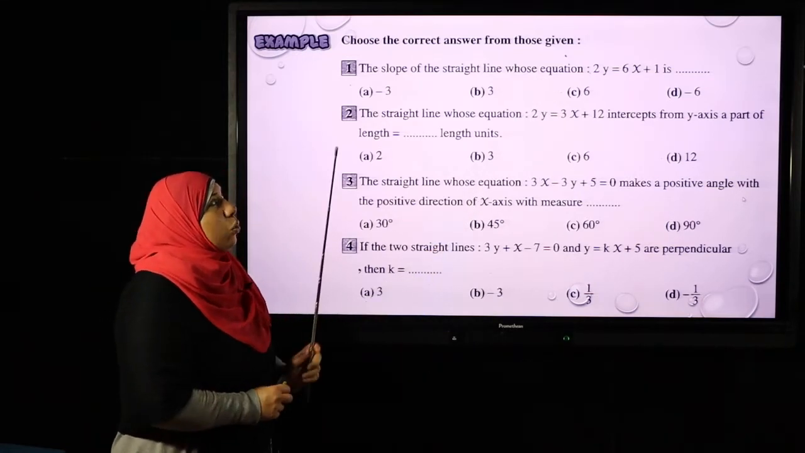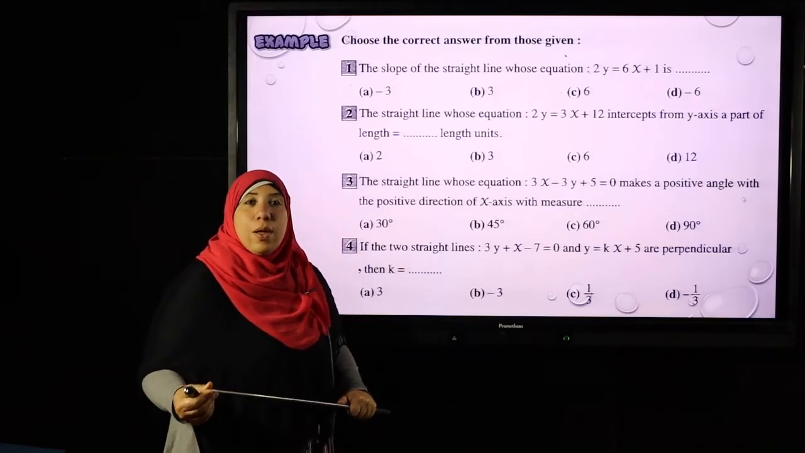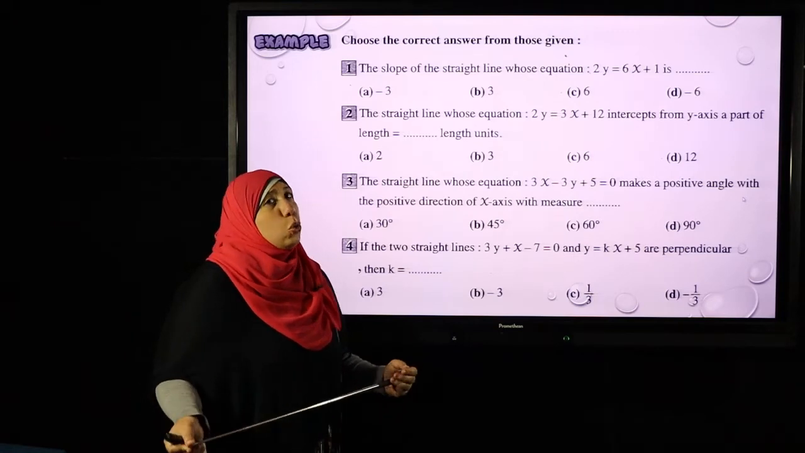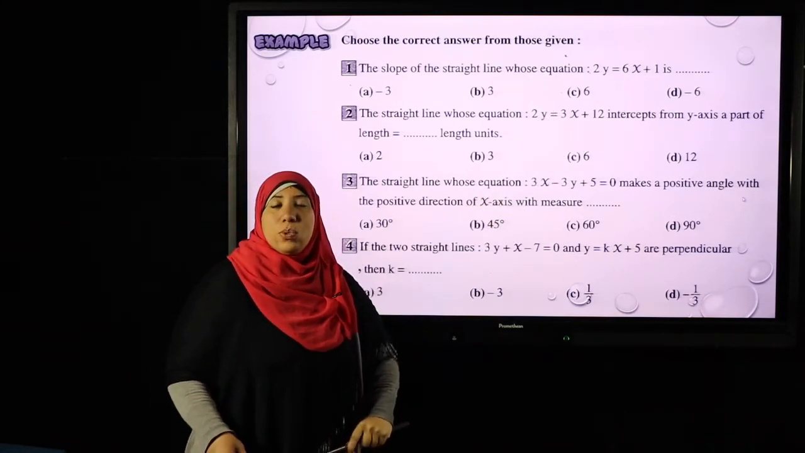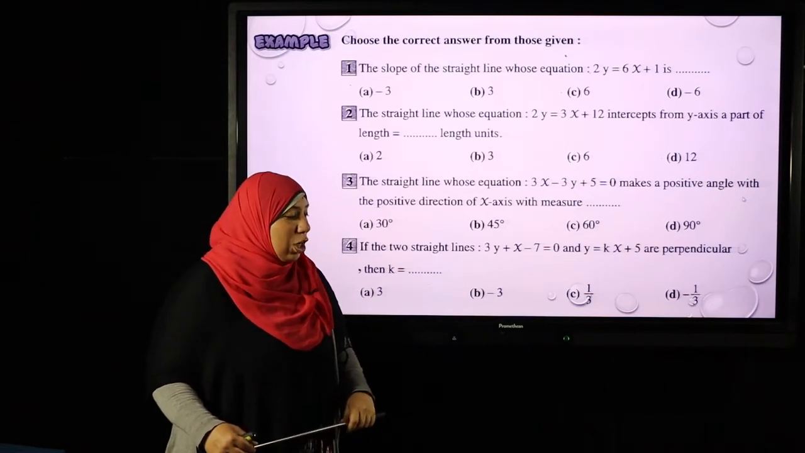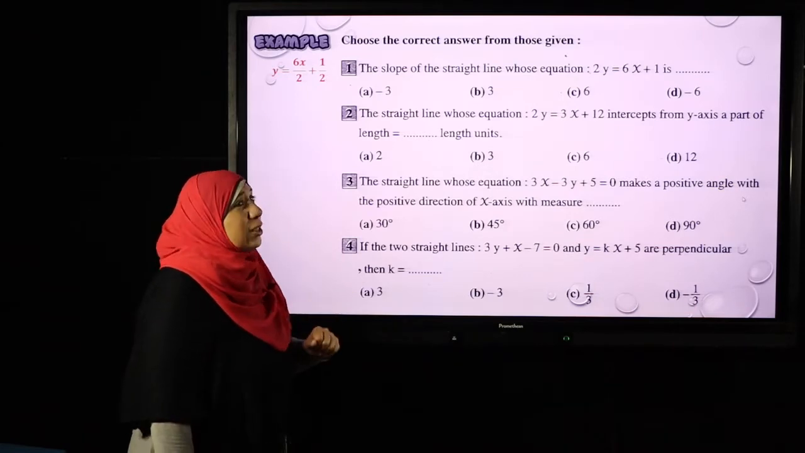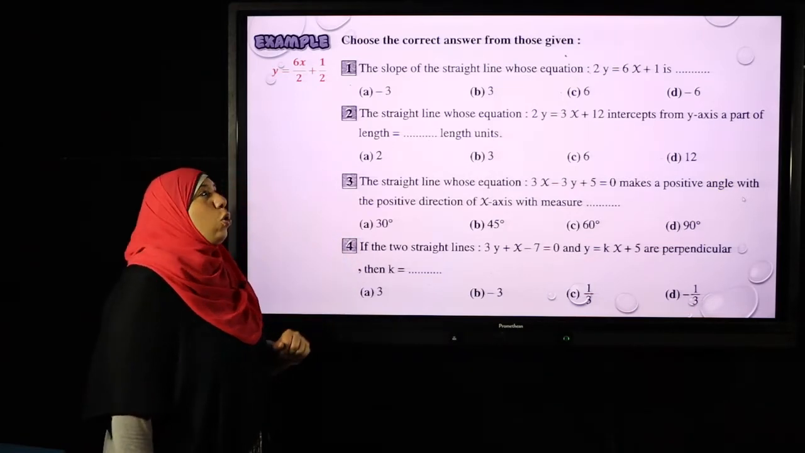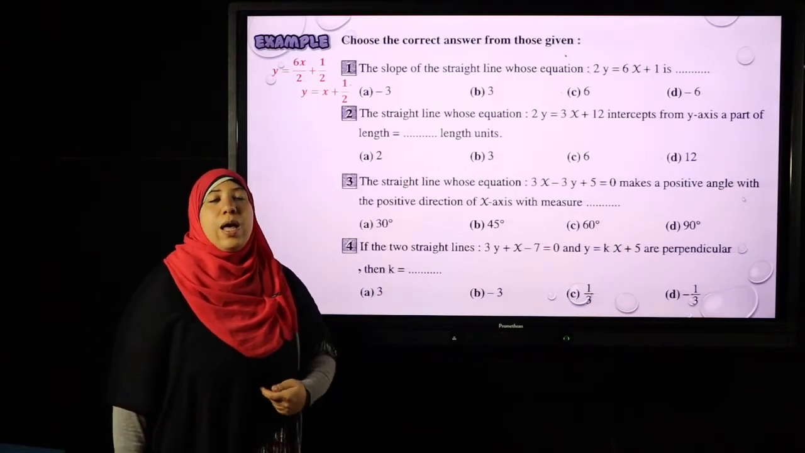We say that y equals mx plus c. y equals the slope x plus c, not 2y. It's a 2y here, so I have to divide by 2. I will send 2 to the other side by dividing both sides by 2. It will be 6x over 2 equals 1 over 2. So the equation here will be y equals 3x plus half.